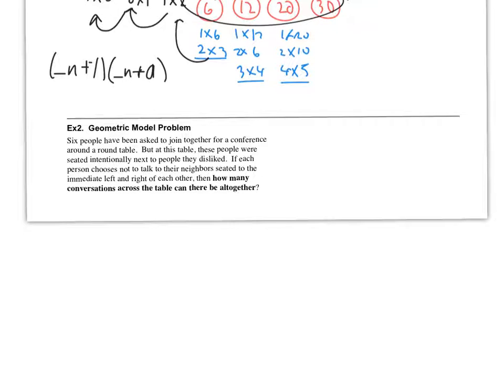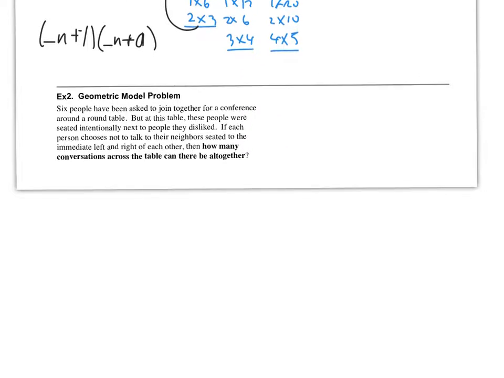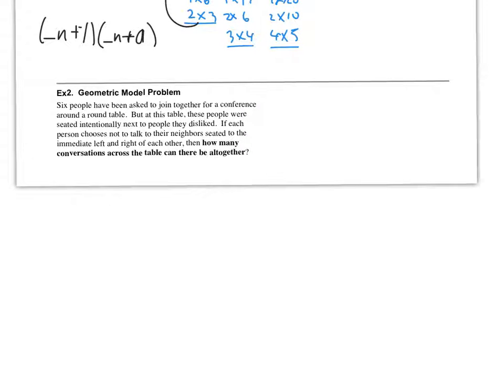This time, 6 people have been asked to join together for a conference around a round table. But at this table, people are seated intentionally next to people that they dislike. If each person chooses not to talk to the neighbors seated immediately to their left and right, how many conversations across the table can there be all together?